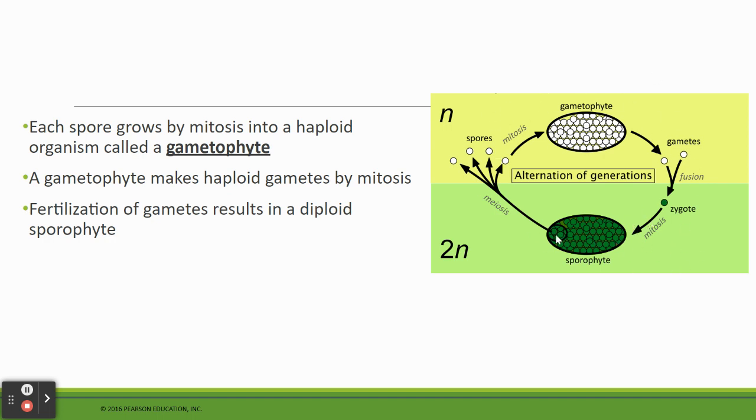As long as you have sporophytes, you're going to generate spores through meiosis. The spores will grow by mitosis into a gametophyte, and the gametophyte are going to then make gametes. They're going to fuse together to make a zygote, and then the whole process starts over again. This is the alternation of generations. This is how most plants will do this.